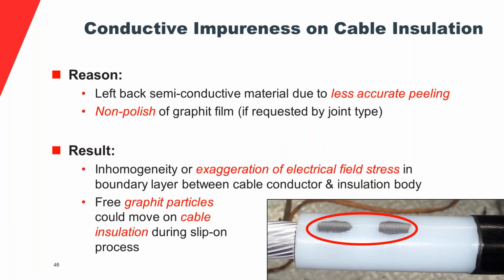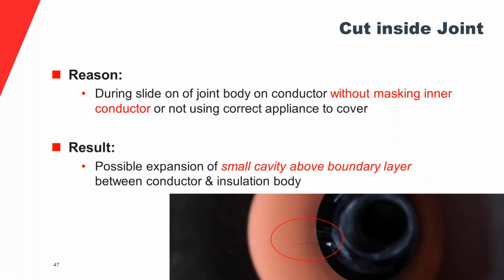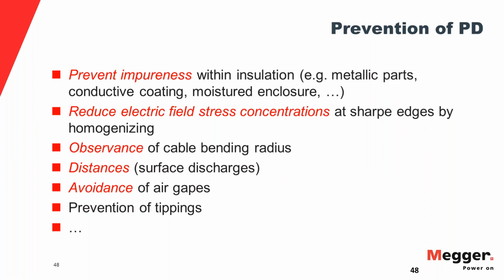Then you have this conductive impurity. They didn't polish it properly, and the graphite film is conductive. This will cause you partial discharge. And then here a cut into, which will cause, and then also an incorrect alignment, which will also cause a hotspot for partial discharge right there, because you will have a small cavity.